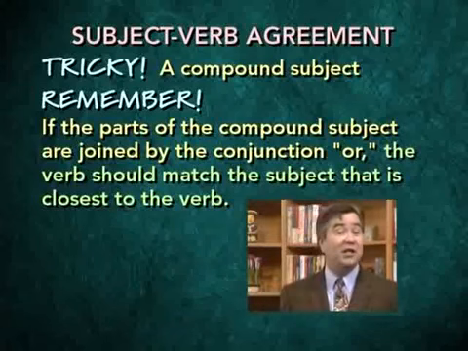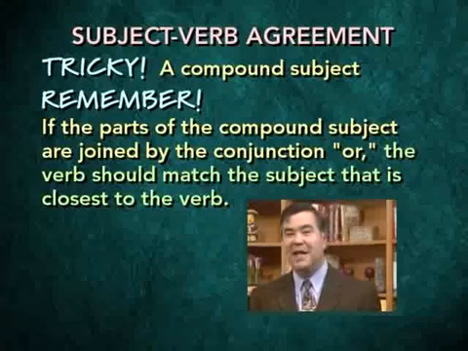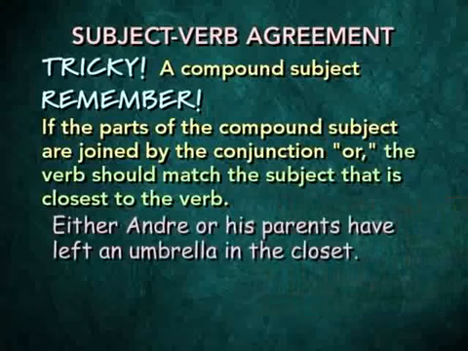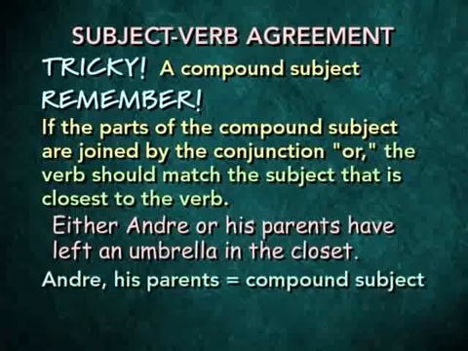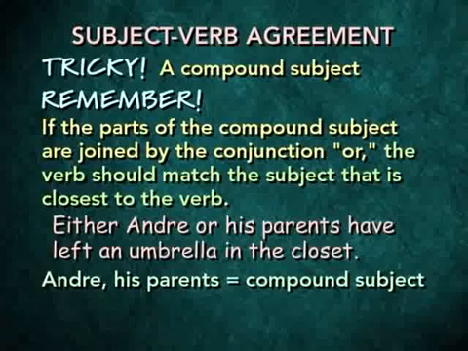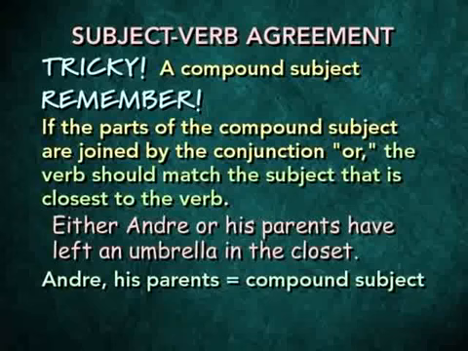This is a slightly strange and surprising rule, but let's look at a couple of examples and you'll see how it works. Either Andre or his parents have left an umbrella in the closet. Now, here we have a compound subject which consists of two parts, Andre, his parents. Now, notice that one of the parts is singular, Andre, the other is plural, his parents, and they're joined by the conjunction or. That means the rule kicks in that the verb should agree with whichever subject is closer to the verb. We have two subjects, one singular, one plural. Which one is closer to the verb have left?